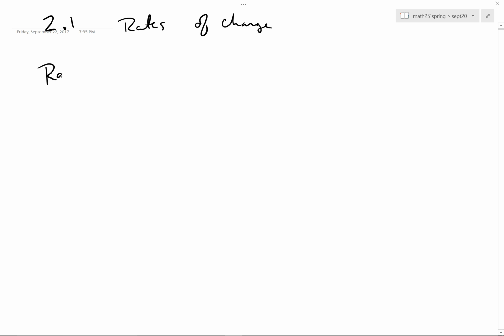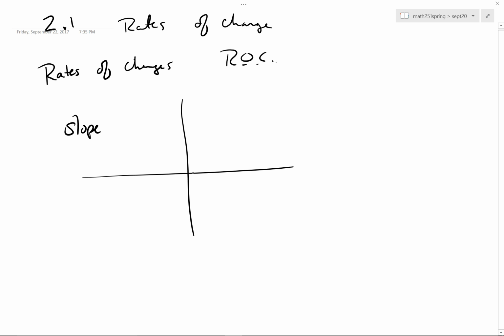So here's the game. We're going to talk about rates of change. Your book always abbreviates it as ROC, rate of change. Really, that's a slope. That's all it is. As we mentioned before, if this is you driving somewhere, and where you ended up is 500 miles away, let's say it took you 10 hours to get there.